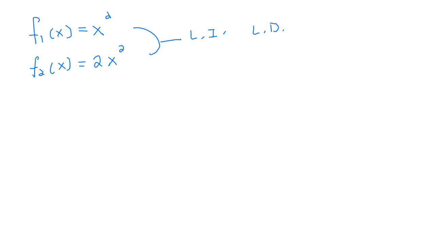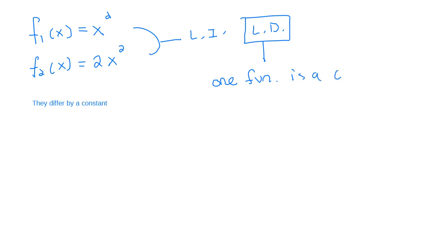They differ by a constant. So they're the same, they only differ by a constant. If one function is a constant multiple of another function, it's going to be linear dependent. So one function is a constant multiple of the other function. All right, great.